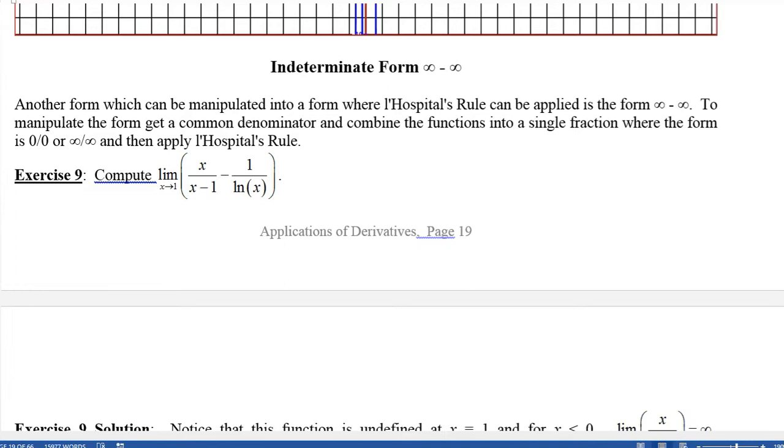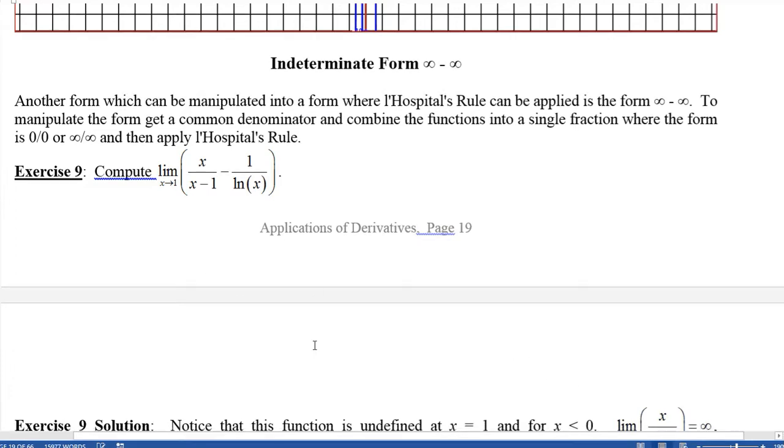So what you want to do is get a common denominator, add them together, then you'll have a single fraction, and you should have the form either 0 over 0 or infinity over infinity. Then you can apply L'Hopital's rule, and it's similar to some of the problems we've done in the past. Okay, so see if you can do that on your own, and then come back and check your work with the rest of the video. Press pause now. Okay, so let's see if we can do that.